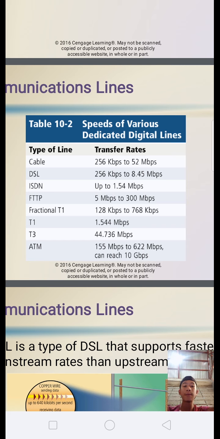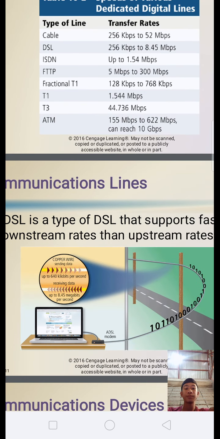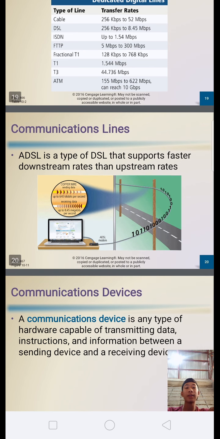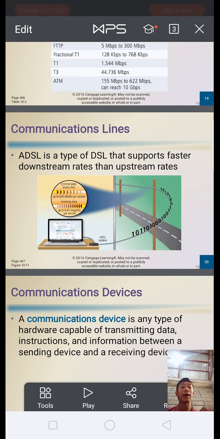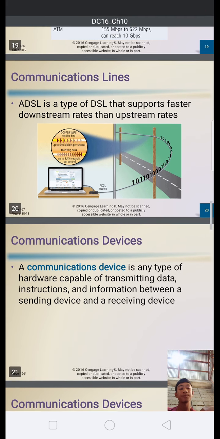So, ang T1, 1.544 mbps. T3, 44.736 mbps. At ang ATM, 155 mbps to 622 mbps, can reach Gbps. So, guys, yung ATM yun yung pinakamabilis. ADSL is the type of DSL that supports faster downstream than upstream rates. So, ang ADSL naman guys is mabilis siya sa downstream rates at mabagal naman siya sa upstream rates.